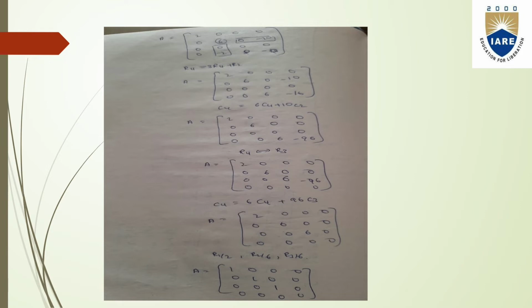Beside elements we are making 0 using column transformation. So column 4 changes to 6 column 4 plus 96 column 3. After this column transformation, you are again going to get a matrix. So here, after obtaining the 4 by 4 matrix, you are going to divide row 1 by 2, row 2 by 6 and row 3 also by 6. After this again you are going to get a 4 by 4 matrix which can be written in the form of an identity matrix.